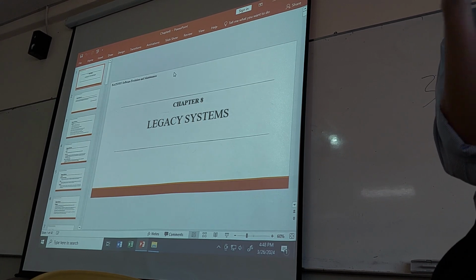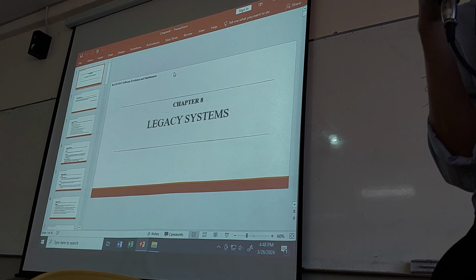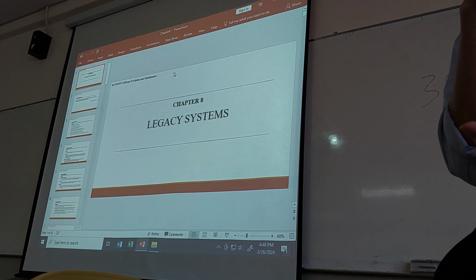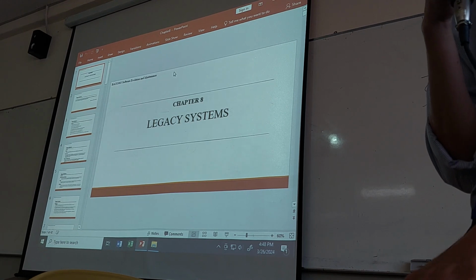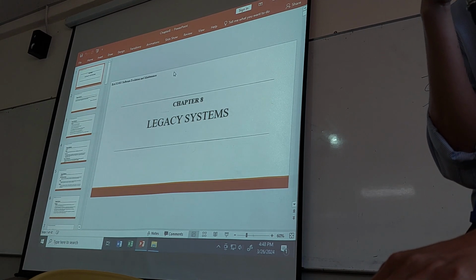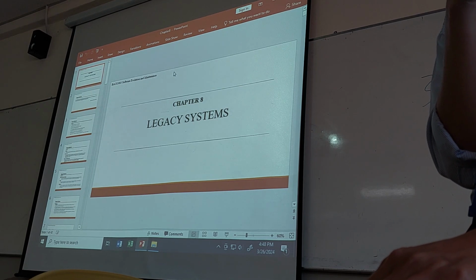Let's say you have a software system, very old. Besides old, old means what kind of characteristic describes old? Yes, Tamesh. Less secure. Okay.